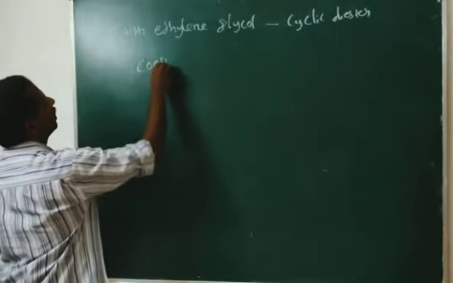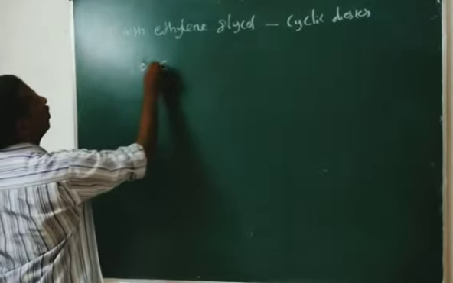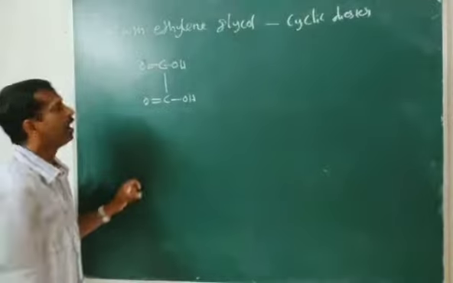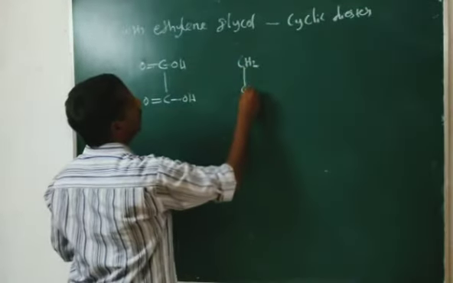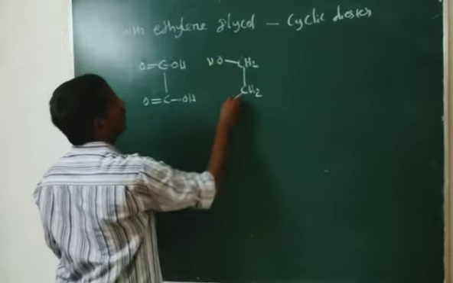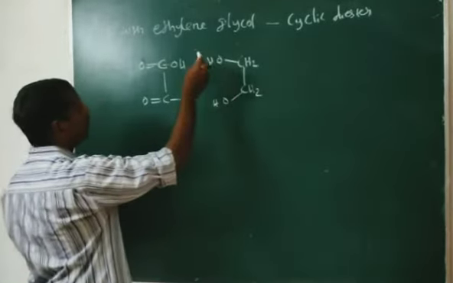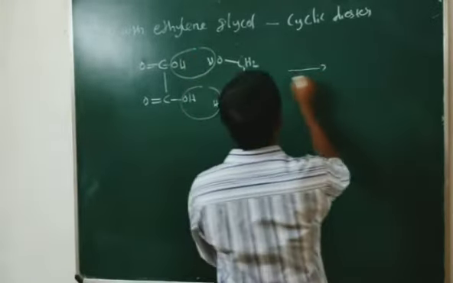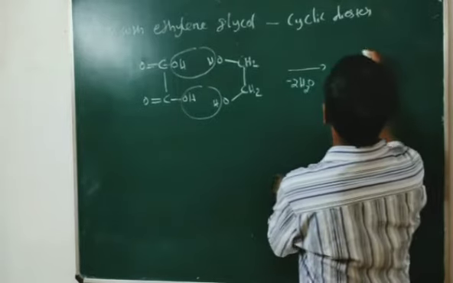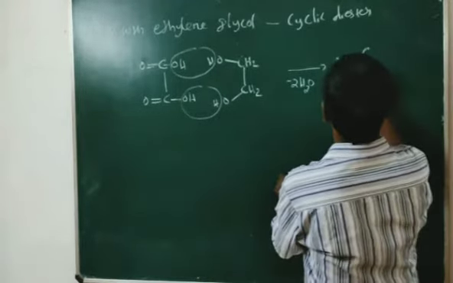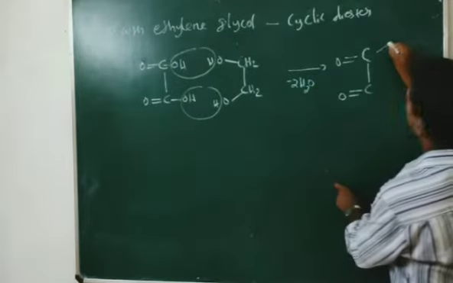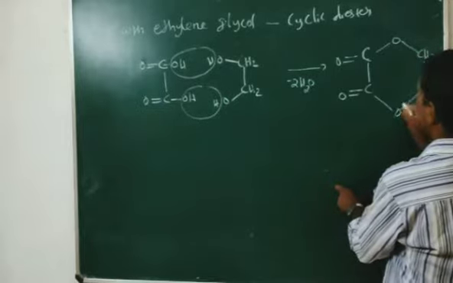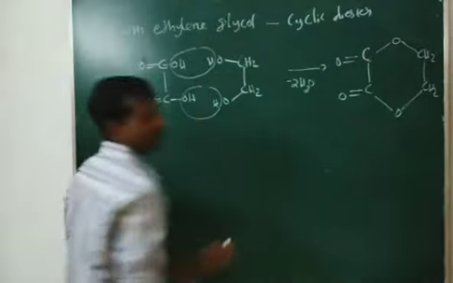So COOH, or you can write C double bond O, OH, and C double bond O, OH. This is oxalic acid reacting with ethylene glycol. Ethylene glycol is CH2OH, and here also CH2OH. You can see that H2O is eliminated here, and here also H2O is eliminated. Minus 2 molecules of water, and we get C double bond O, here also C double bond O, here O and CH2, and here also CH2, and here O. So we get a cyclic diester.